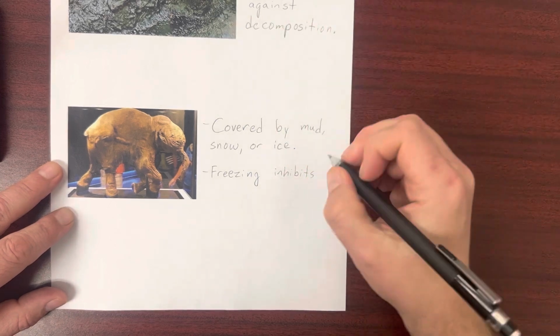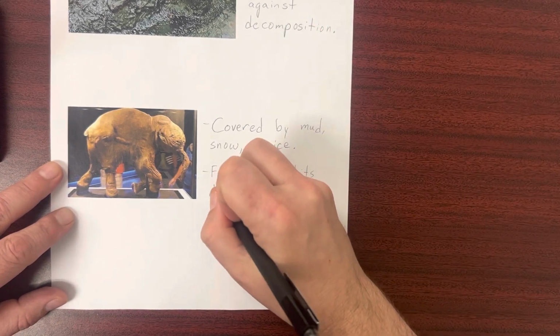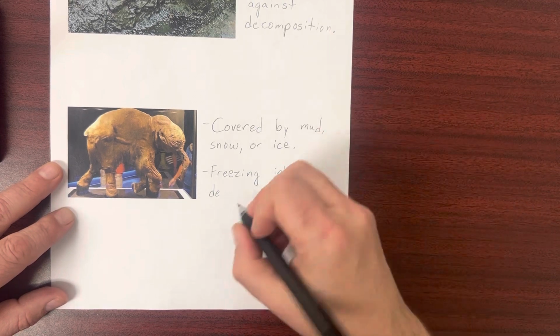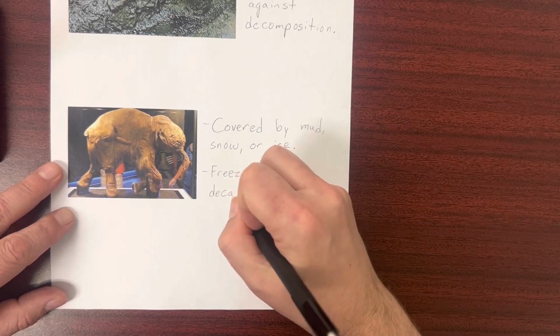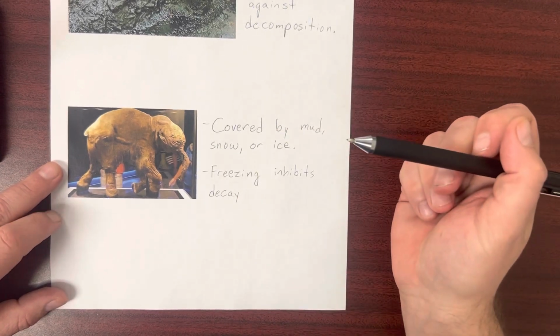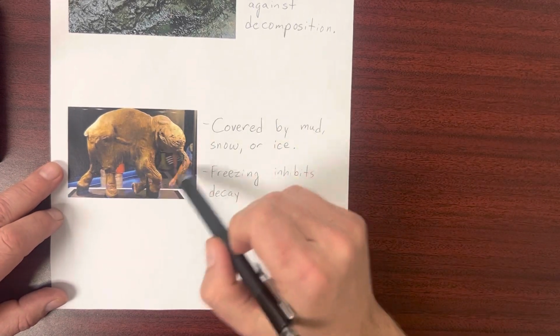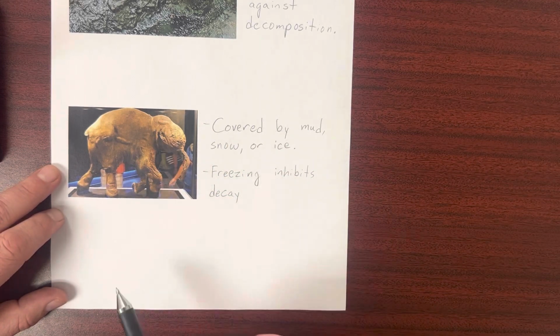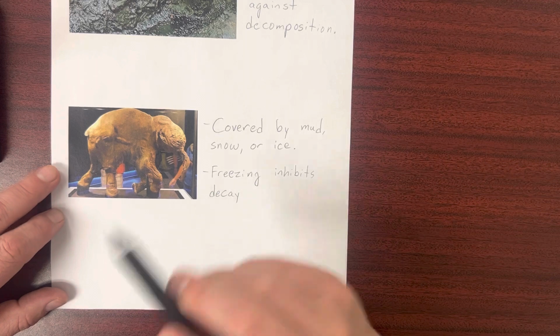Same thing with the tar, right? Freezing doesn't allow other microorganisms or larger creatures to come by and start eating and decomposing this creature. In this case, you can see it was a woolly mammoth. That was actually a baby woolly mammoth that was preserved in the snow and ice for tens of thousands of years.